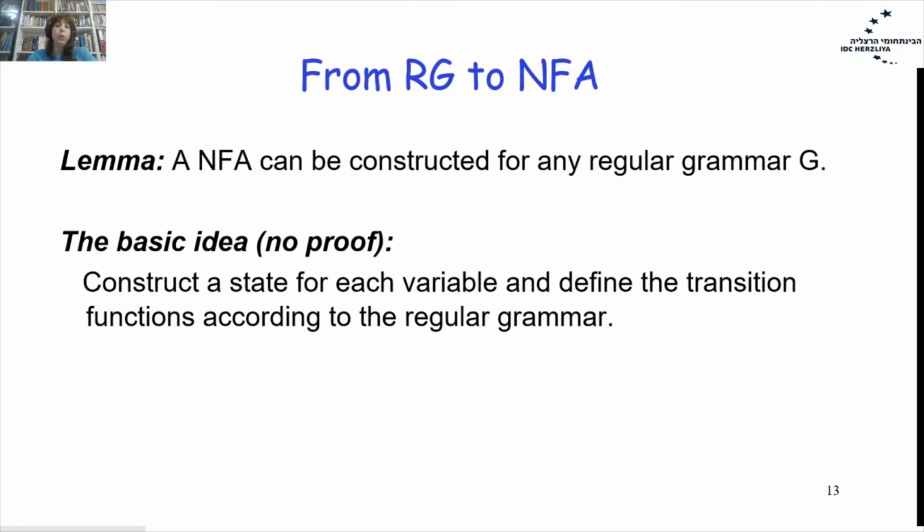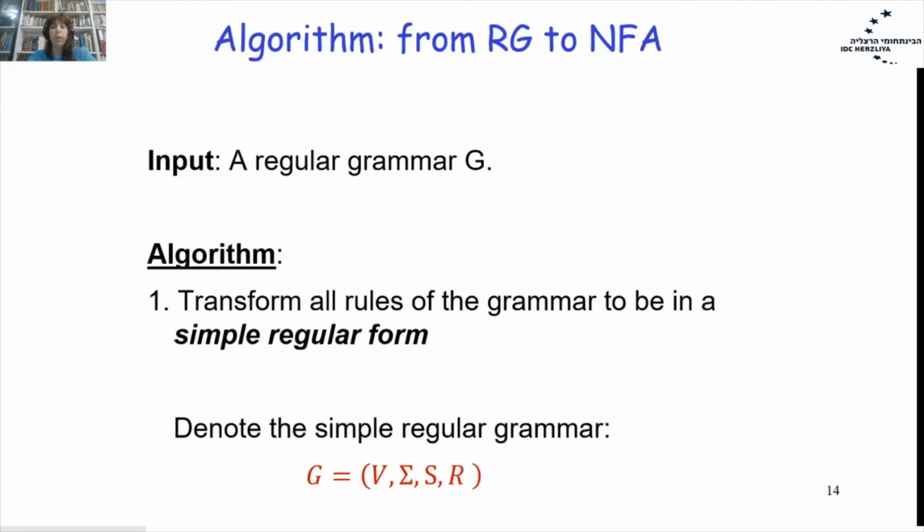And we will use the following algorithm. We are given a regular grammar G. We will transform all rules of the grammar to be written in a simple regular form. So on the right-hand side, we have a single letter and a single variable, or only a single letter, or epsilon. Denote the simple regular grammar by the 4-tuple V, sigma, S, and R.